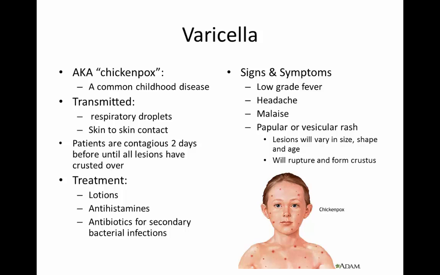Signs and symptoms include low-grade fever, headache, malaise, and a papular or vesicular rash. Lesions will vary in size, shape, and age and will rupture and form crusts. Varicella is extremely contagious and should be treated as such. If an individual does not have chickenpox as a child but gets the disease in older age, this can actually turn into shingles, which can be very, very painful. It is recommended for people who did not have chickenpox as a child that they get the shingles vaccination.